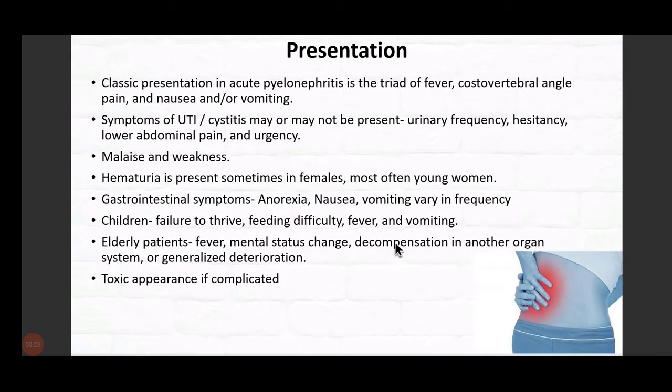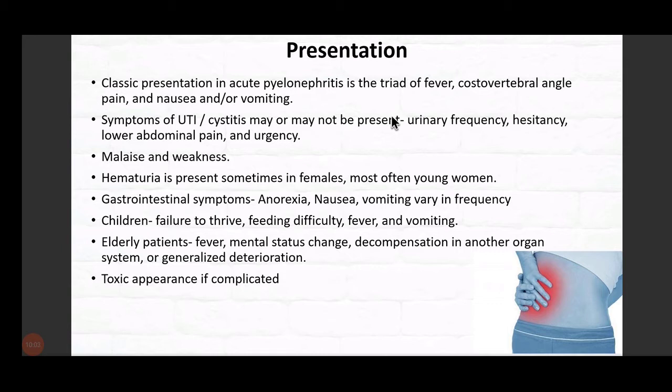How will the patient present with pyelonephritis? Like I said, a physician or a surgeon has to have a high index of suspicion because the classical triad which I am listing here may not be present in all cases. If it is present, they will find fever, costovertebral angle tenderness or pain, along with nausea and vomiting. Patients may or may not have symptoms of UTI. There can be generalized body ache, malaise, and weakness. In females, in around 20% of cases, hematuria is also present. Then you can have adjunct gastrointestinal symptoms like anorexia and nausea.